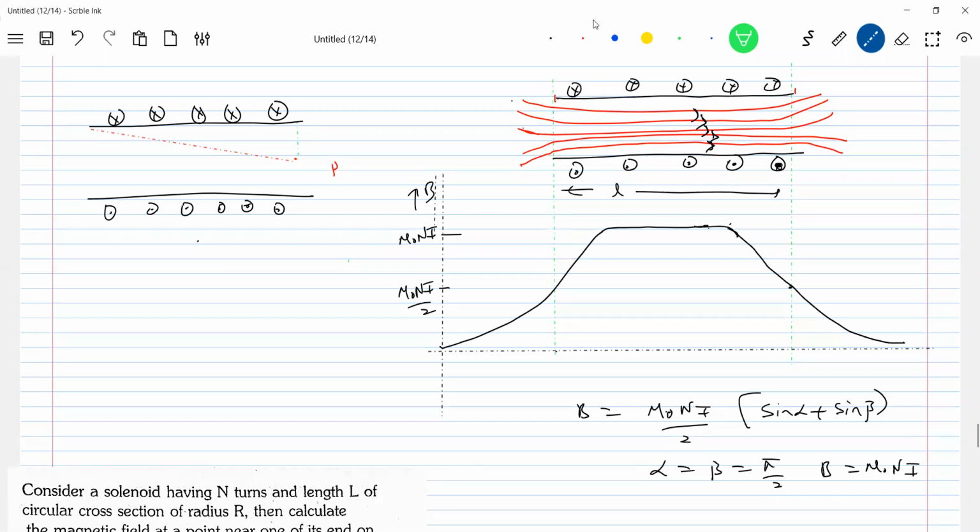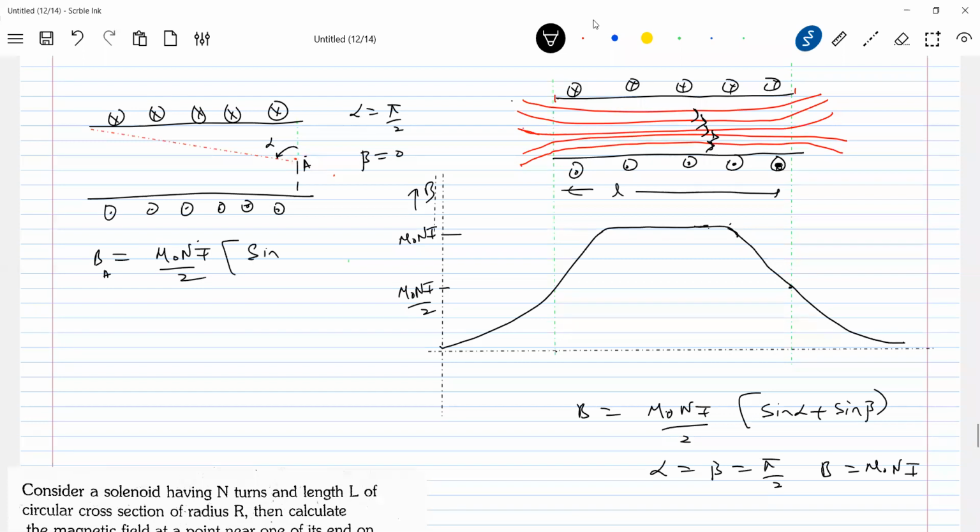So the point P. So what is alpha? Alpha now tends to pi by 2, and beta is 0, no? Alpha is pi by 2. Beta is 0. Clear this, and alpha will be almost equal to 90 degrees. So then the magnetic field at point P should be equal to how much? Mu naught Ni by 2 into (sine 90 plus sine 0), which is equal to mu naught Ni by 2.